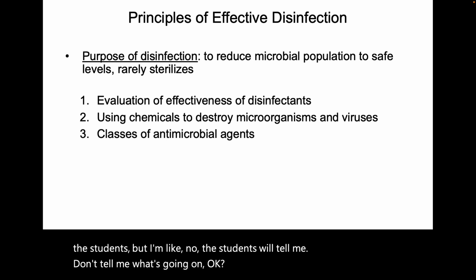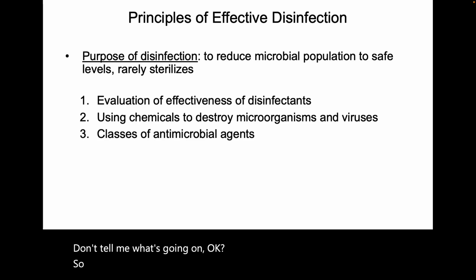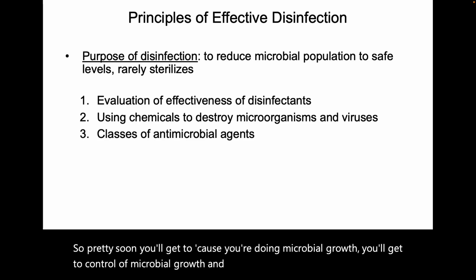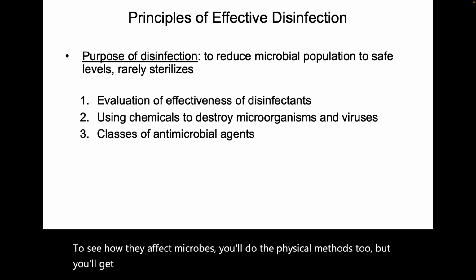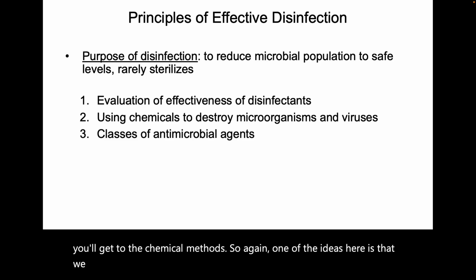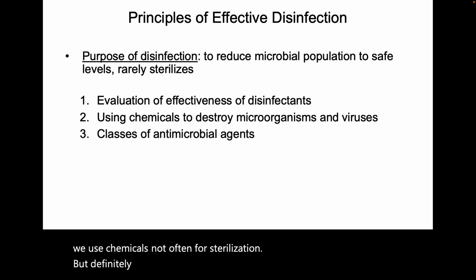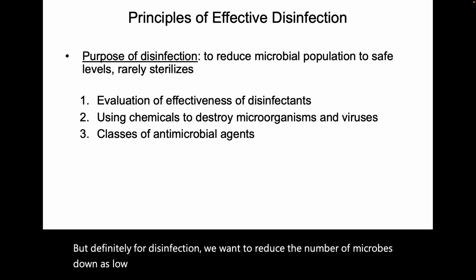Okay. Well, so pretty soon, because you're doing microbial growth, you'll get to control of microbial growth, and you'll use chemicals to see how they affect microbes. You'll do the physical methods too, but you'll get to the chemical methods. So again, one of the ideas here is that we use chemicals not often for sterilization, but definitely for disinfection. We want to reduce the number of microbes down as low as we can get it to make whatever it is as safe as possible.